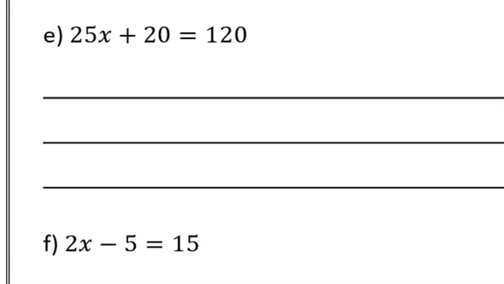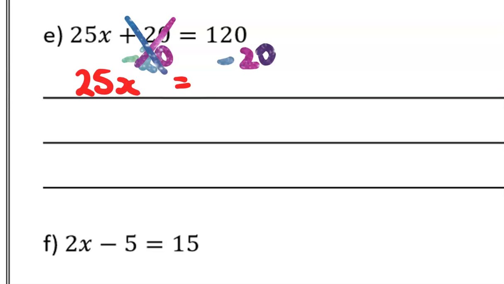Alright, how do I get rid of a plus 20? What's the opposite of adding 20? The opposite of adding 20 is minusing 20. So we're going to take 20 off both sides to get rid of this 20. So let's minus 20 and minus 20. Alright, 20 take away 20 is nothing. There's nothing left there. I'm just left on this side with my 25x. So 25x equals 120 take away 20. Well, that leaves me with 100.